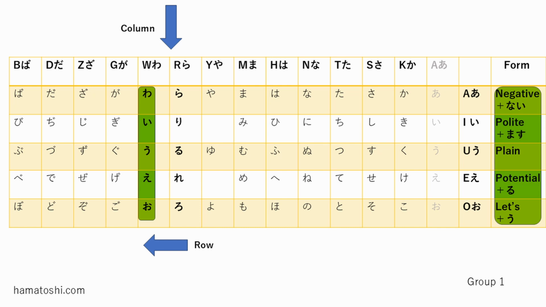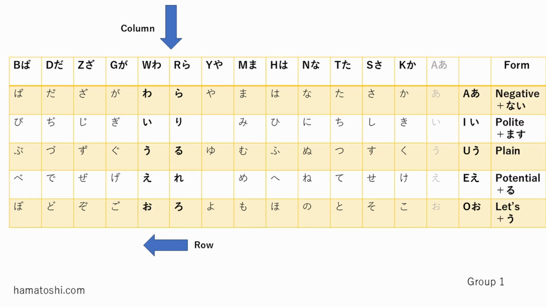In verb conjugation, please consider u as being in the wa column instead of the a column in the Hiragana chart. If you look at the Hiragana chart, you'll notice that the a column is faint and the wa column is written in bold letters. I did it intentionally. That means to conjugate verbs in Group 1, you should not use the a column, but use the wa column. The ra column is also written in bold letters because these are used frequently.